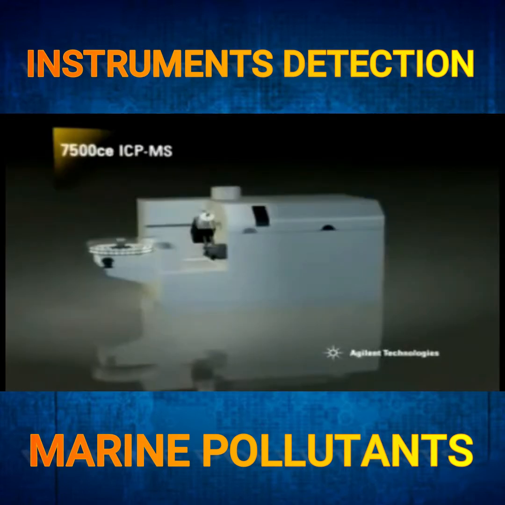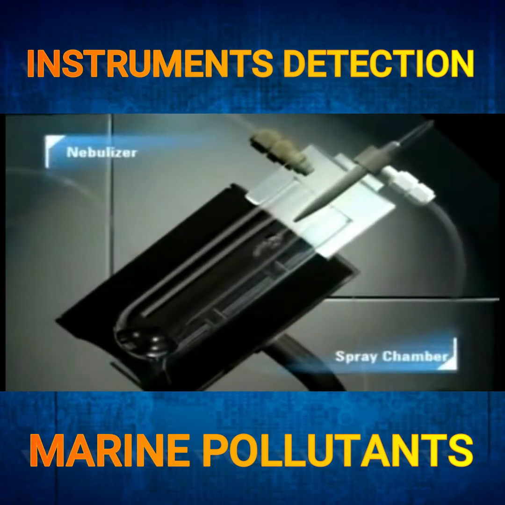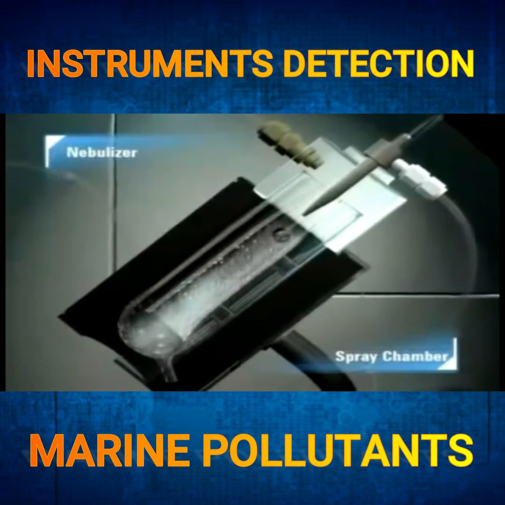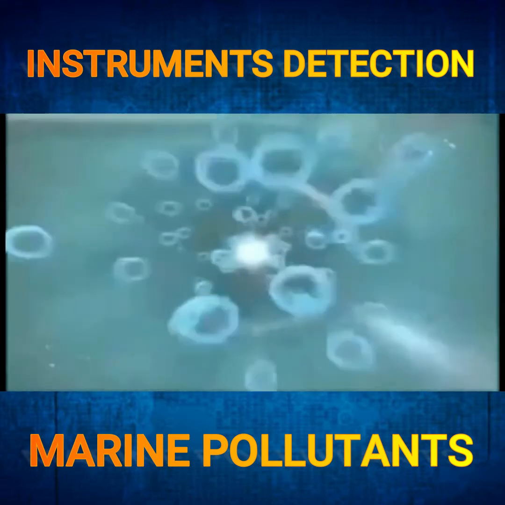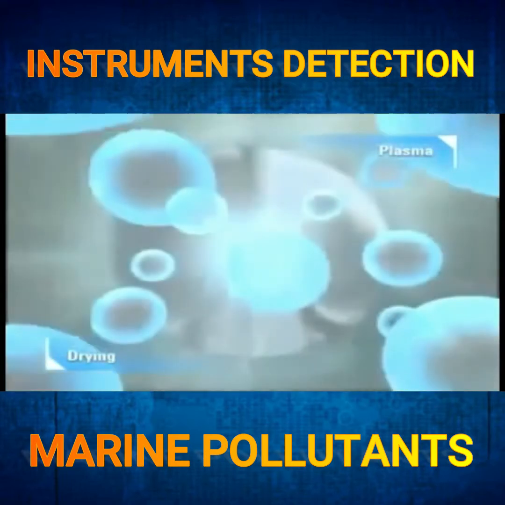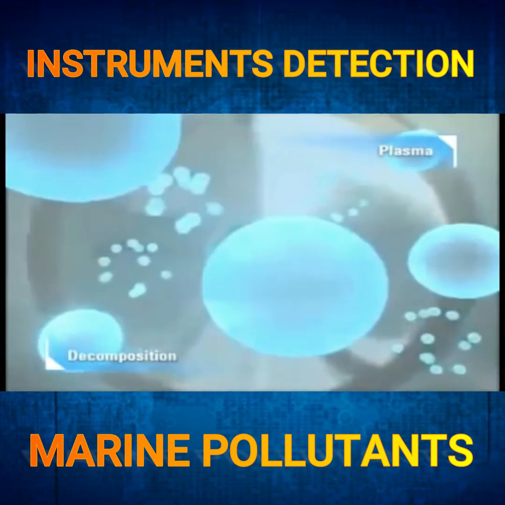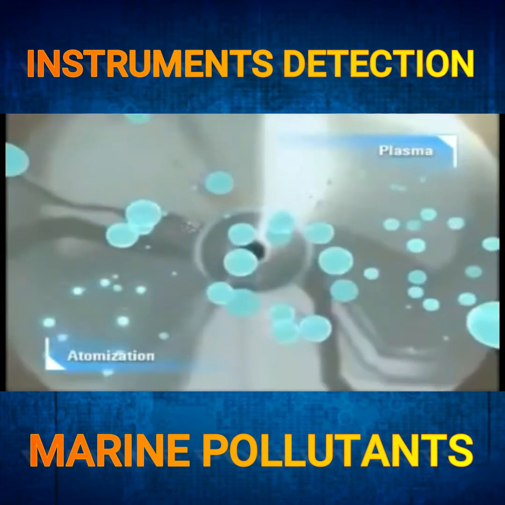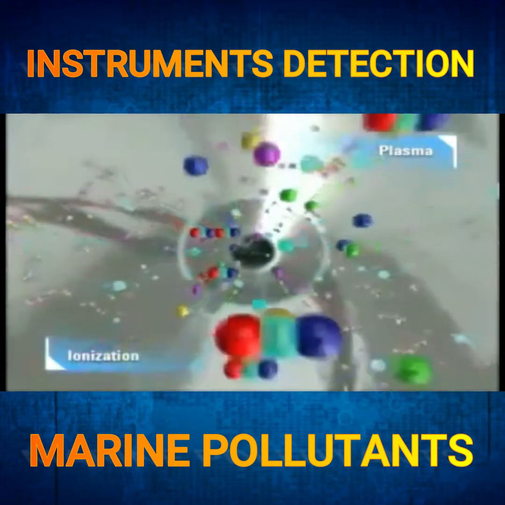At first, the liquid sample has to be introduced into the sample introduction system. Then it will get nebulized by the nebulizer. After that, it will enter into the spray chamber where it will generate fine aerosol. This fine aerosol will enter into the argon plasma, which has a temperature of 6000 to 8000 Kelvin. In this state, the sample will be ionized and atomized, and it will generate ions.